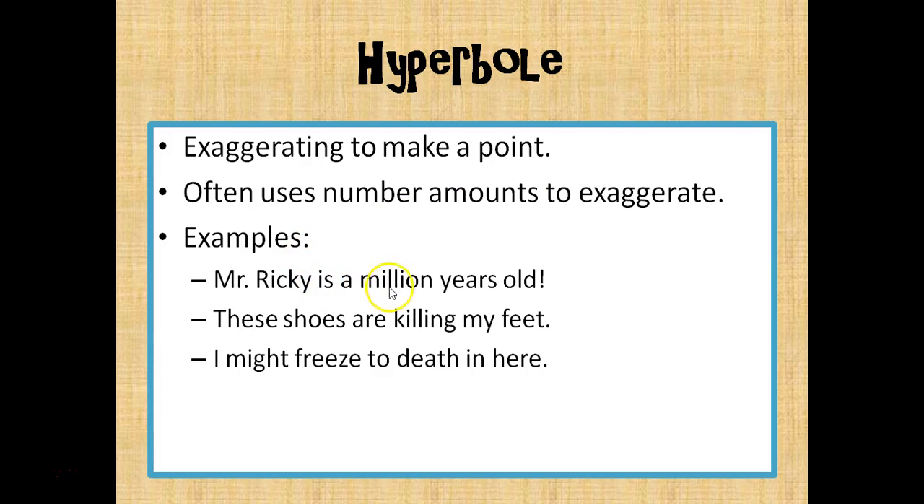Hyperbole, exaggerating to make a point, often uses number amounts to exaggerate. Examples, Mr. Ricky is 1,000,000 years old. These shoes are killing my feet. I might freeze to death in here. Well, you wouldn't freeze to death, say, in a room, normally, anyway. You are exaggerating to say that you're cold. Those shoes aren't going to kill your feet, but you are saying that they hurt your feet.